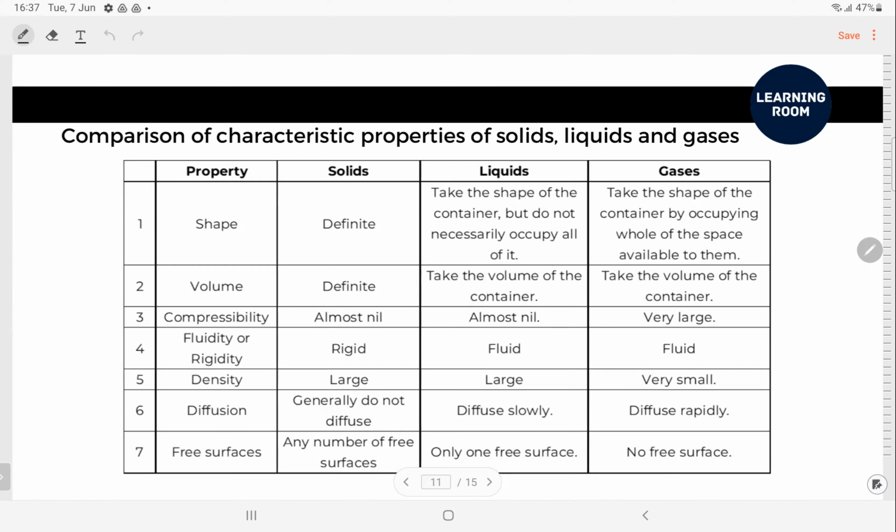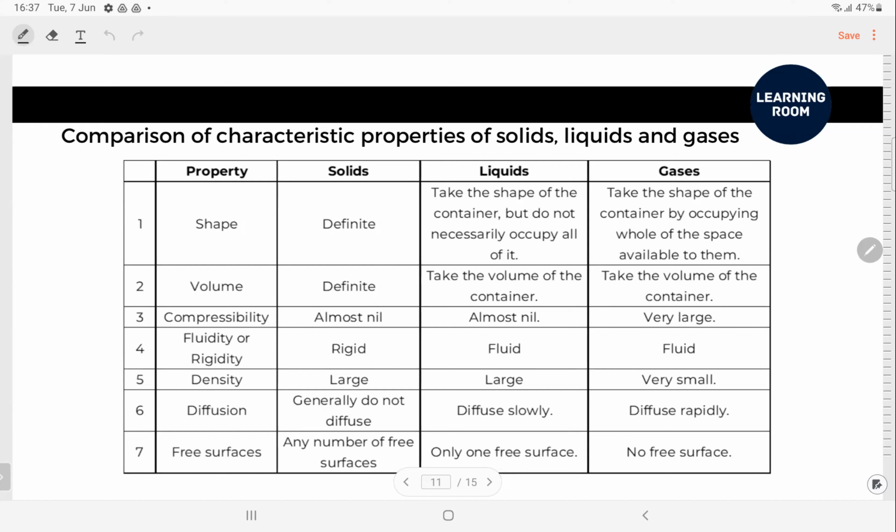Rigidity, hardness will be there for the solid. Rigidity means it can't be flexible. So in gases, what happens? It is quite easy in terms of rigidity. And now density. Density will be more for solids, less for gases. Very good. And diffusion will be more for gases. Very good. And finally, free surface.